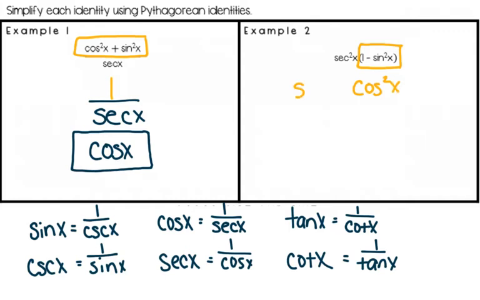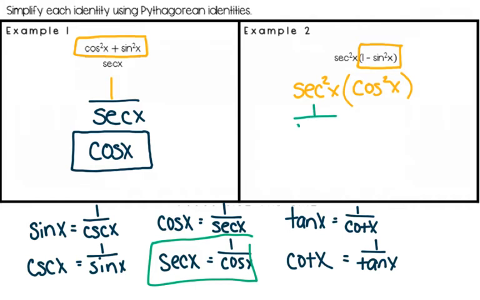Okay, so I have secant squared on the outside. I used a Pythagorean identity to replace that. Now I'm going to use those reciprocal identities down at the bottom. So secant is the same thing as 1 over cosine. So secant squared would be the same thing as 1 over cosine squared. Okay, so here's what I have.